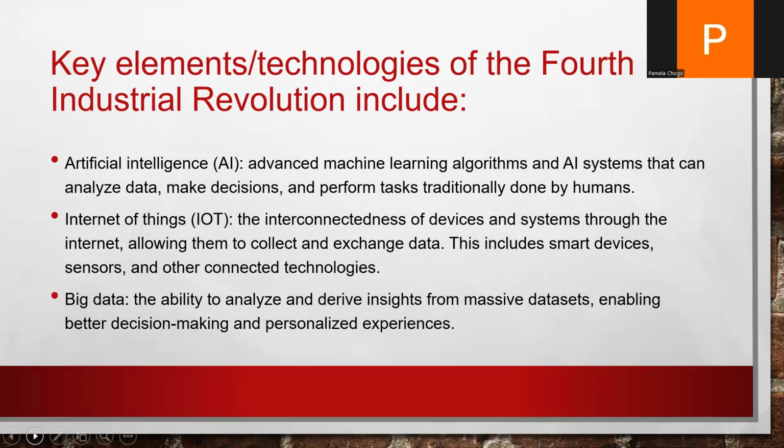So there are key elements or technologies for the fourth industrial revolution, including the first one, artificial intelligence, which I think is the most common. Here we have advanced machine learning algorithms and AI applications that can analyze data, make decisions, and perform tasks traditionally done by humans. When we talk of artificial intelligence, we mimic or replicate what humans can do, but now we make the computer do it. And whatever is happening behind is because of the algorithms and the models that are in place.